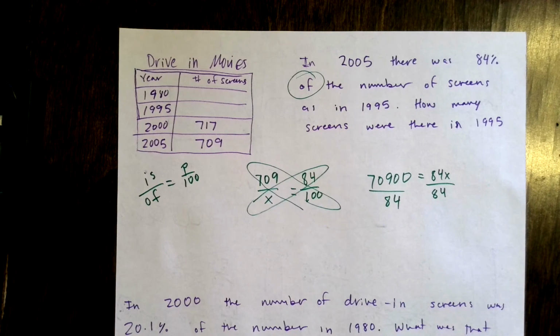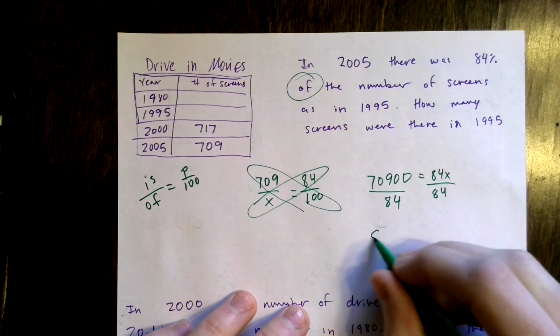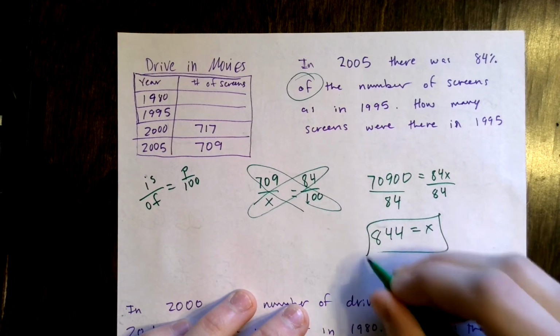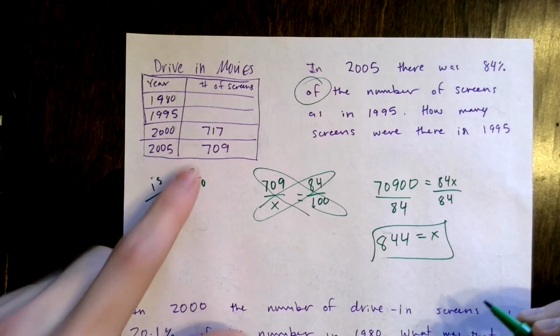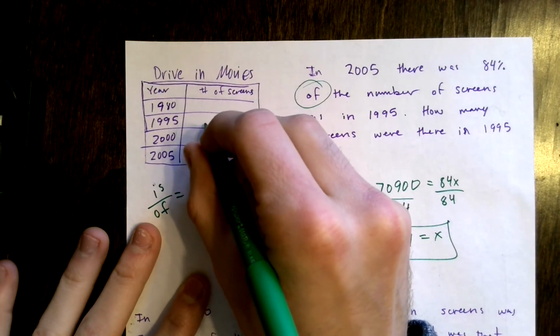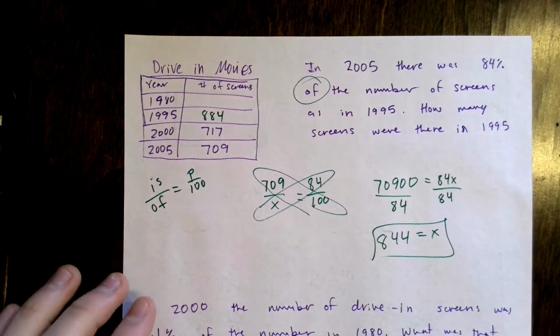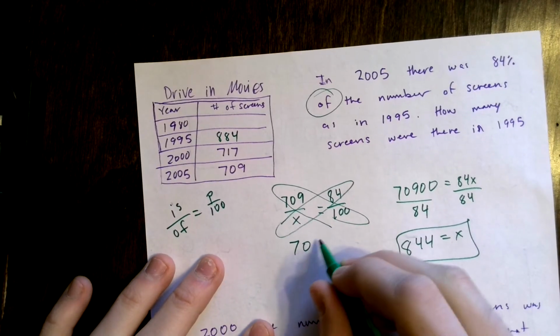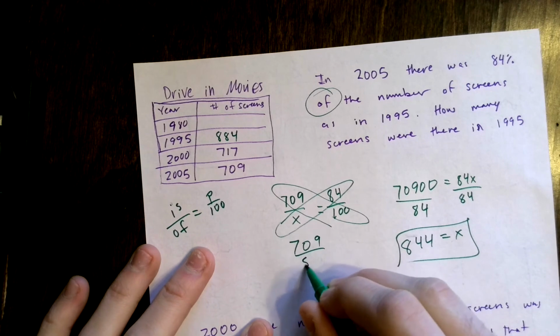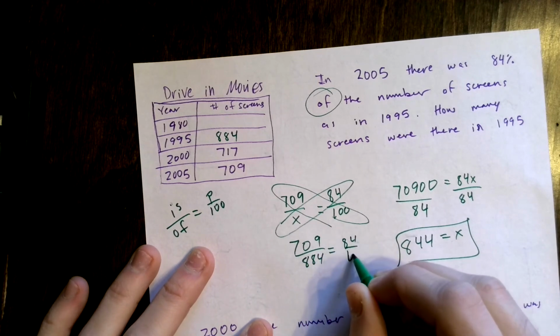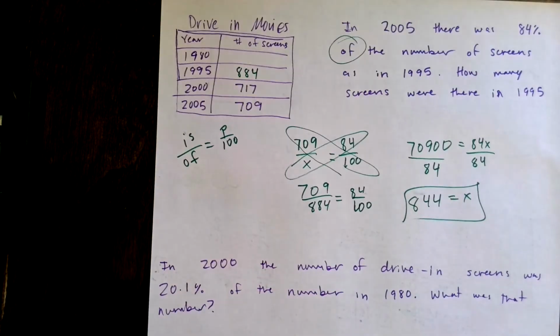Divide each side by 84. And we will get 844 screens in 1995. That seems to make sense to me. They said it was 84%. That looks like that checks out. I could check that math if I wanted to. I'm going to trust it this time around.